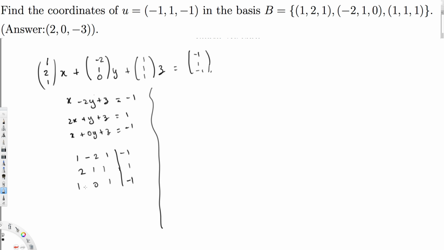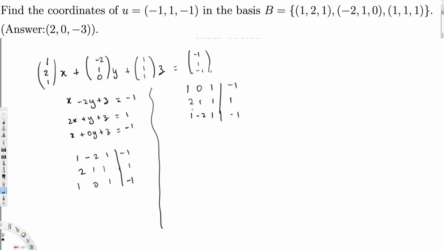First of all, the third row looks simpler. So what I can do is swap this with the first row to make it much easier. So it's going to be 1, 0, 1, -1. The second is going to be 2, 1, 1, 1. The third one is going to be 1, -2, 1, -1.